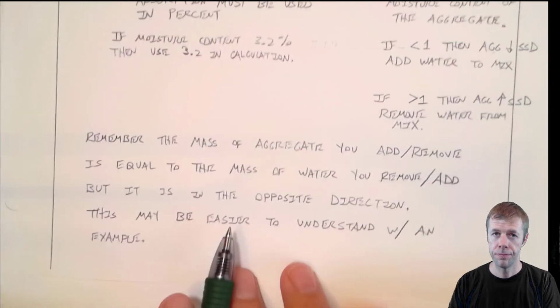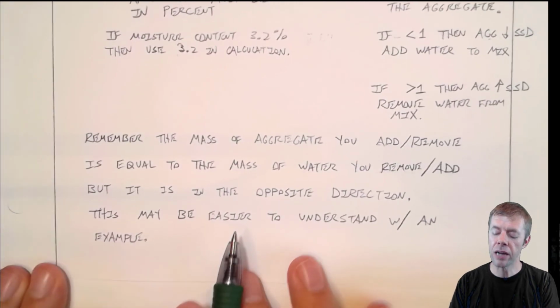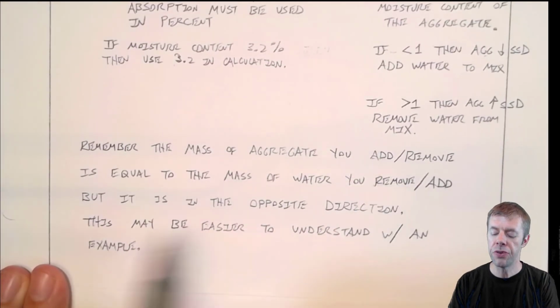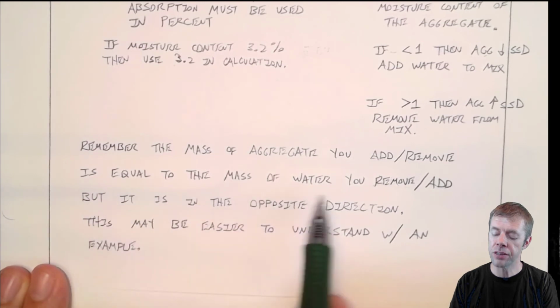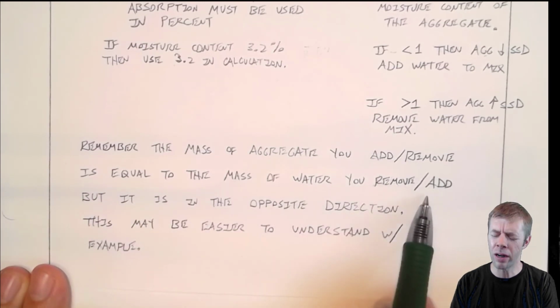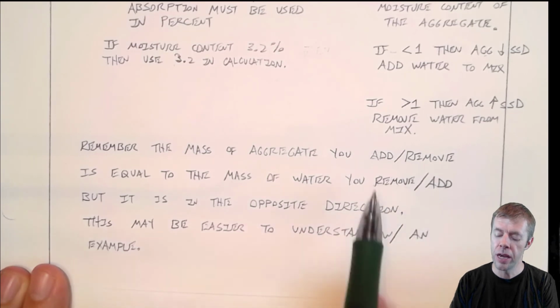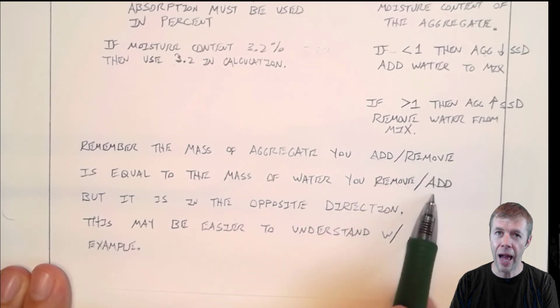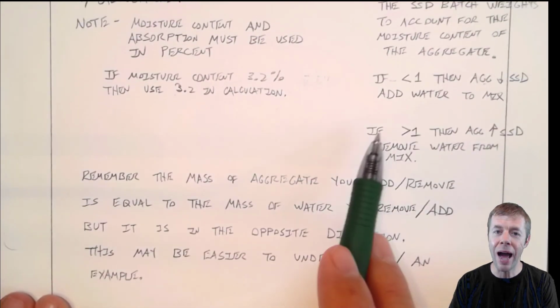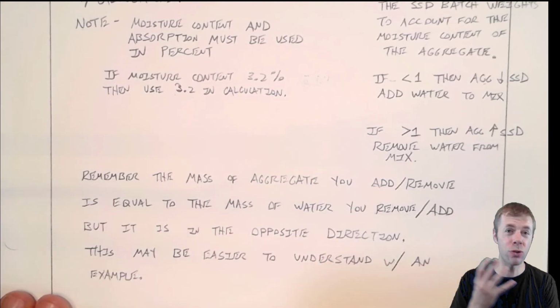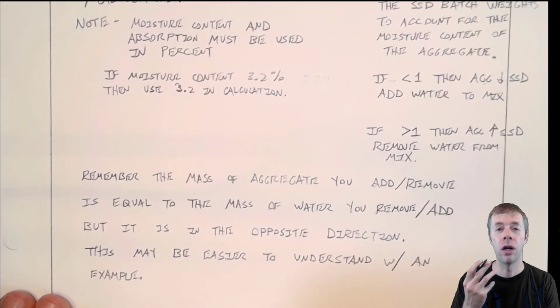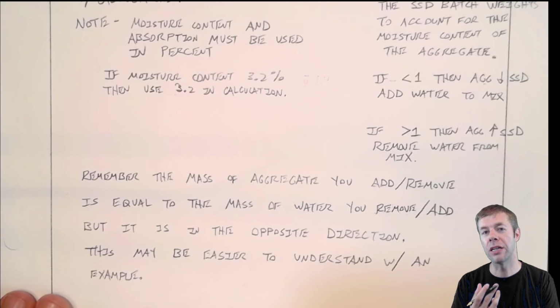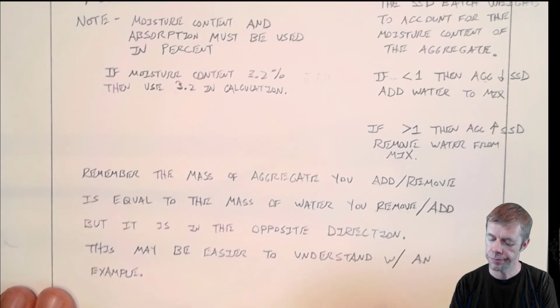Remember, the mass of aggregate you add or remove is equal to the mass of water you remove or add. Why did I do one add, remove, and the other one remove, add? It's because if you add aggregate, you're going to be removing water. And if you remove aggregate, you're going to have to add water. Because again, when you weighed it out, you weighed out either extra water or extra aggregates, and you have to correct for that.